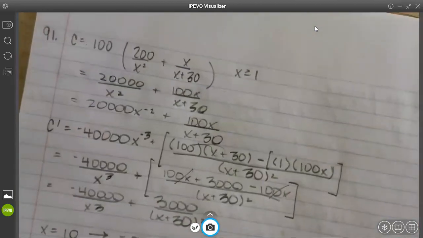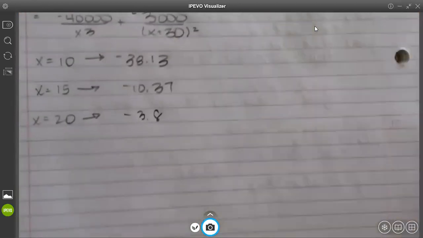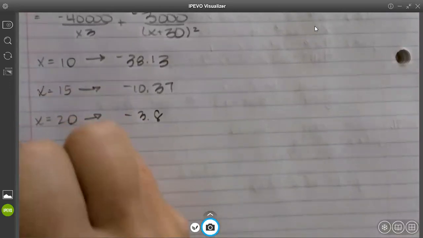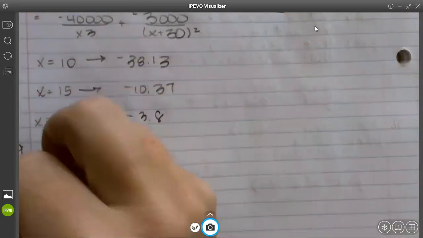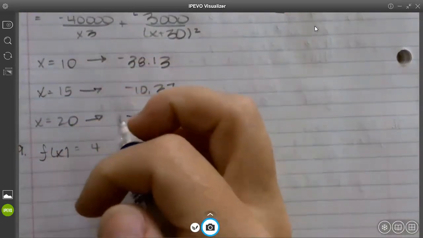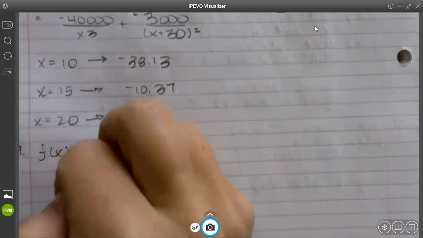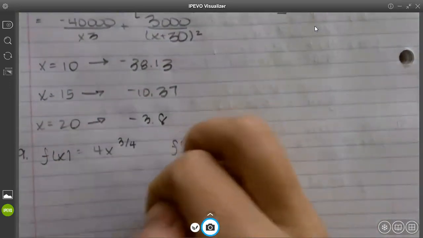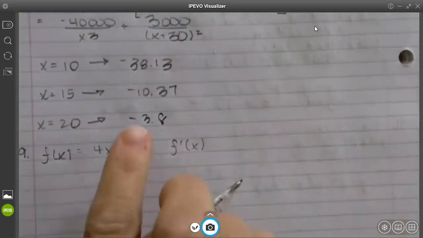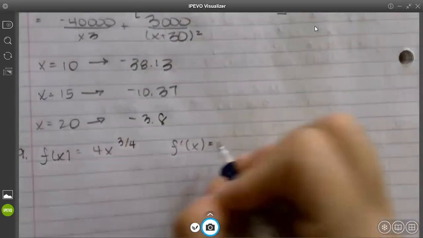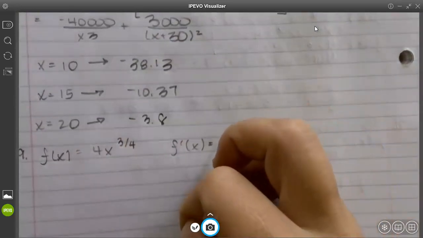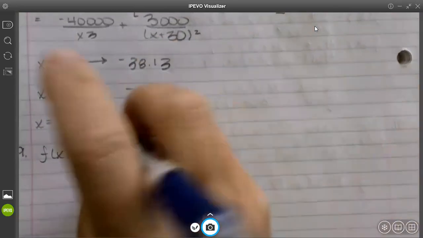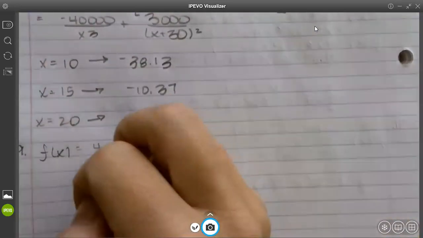All right, there's 91. Not much work to 99. I can tell the difference between them. You should be fine with 99, but I'm going to go ahead and grab it real quick since it's a double prime. f of x is 4x to the 3/4. f prime is the derivative of that. So 3/4 times 4 is what? I'm sorry, it's 3/2. I can't read my writing. 3/2, sorry.